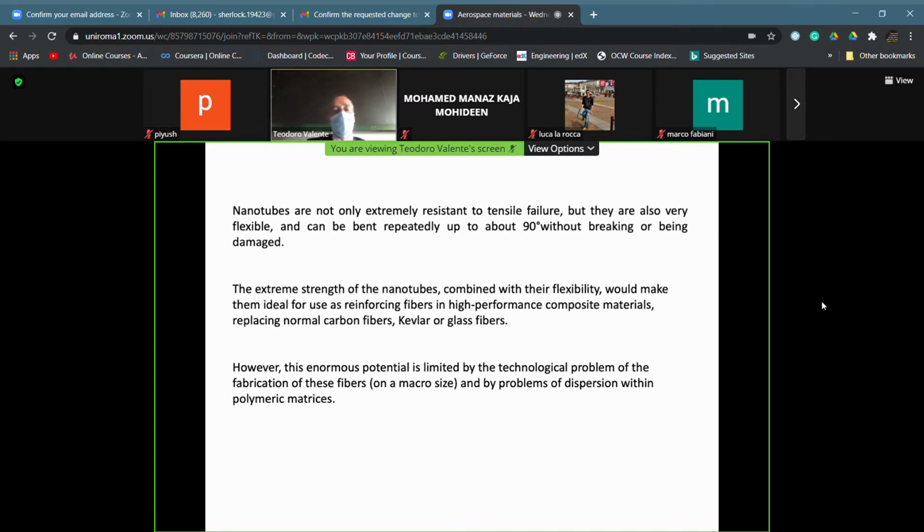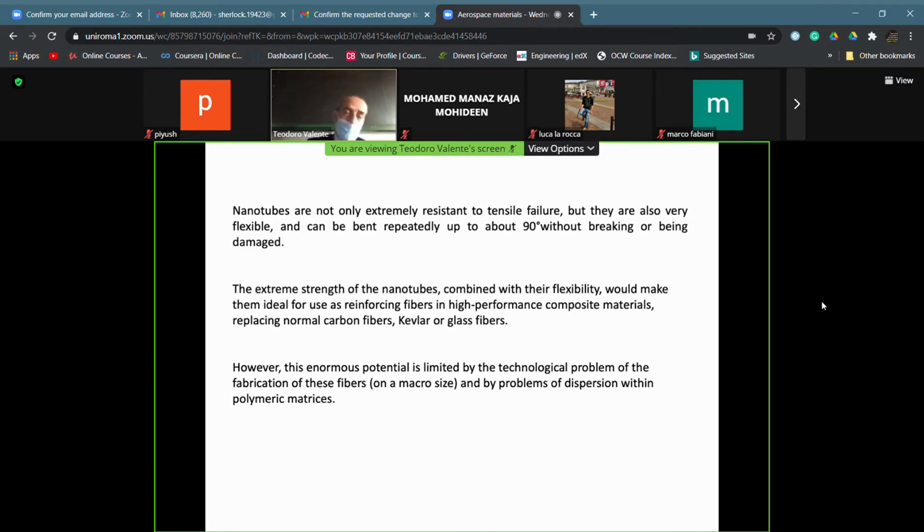However, we need to underline that this very, really very high potential of this class of materials is still limited by technological problems of fabrication, first of all, in a reliable way, of this small object, and of the fibers on the macro size, if we want to talk about engineering components. And then we also have problems of dispersion inside the matrix, for example, inside the polymeric matrix, which is the system most studied in terms of nanocomposites reinforced with carbon nanotubes.